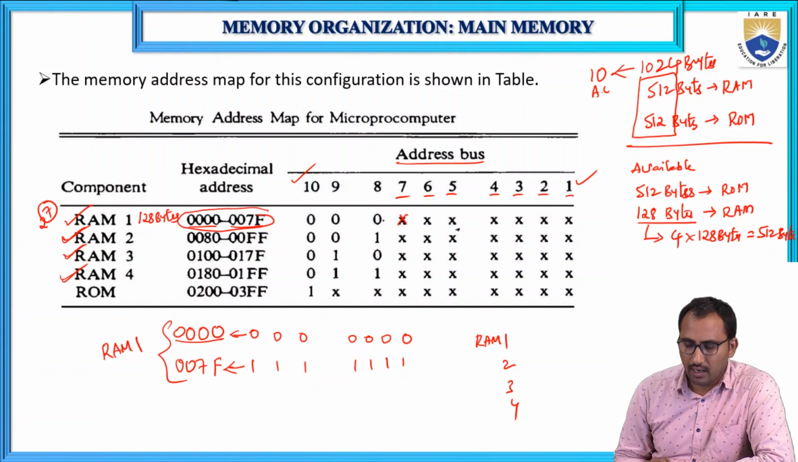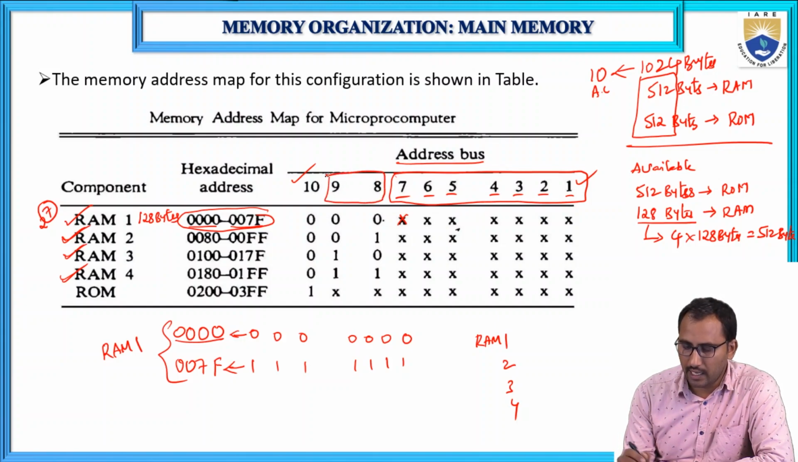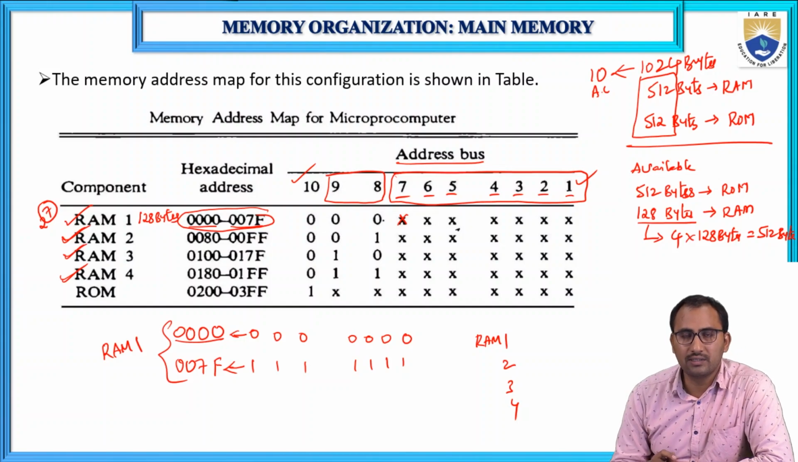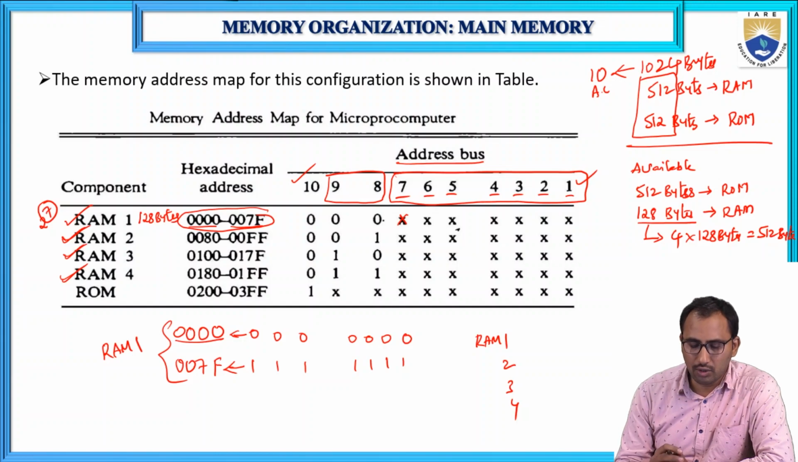But here, how can the CPU select that particular RAM chip? From 1 to 7, it represents the number of memory locations. But address lines 8 and 9 are used to select the RAM chip, because we have 4 RAM memory chips. So based on address line 8 and address line 9, we are selecting the RAM chip.